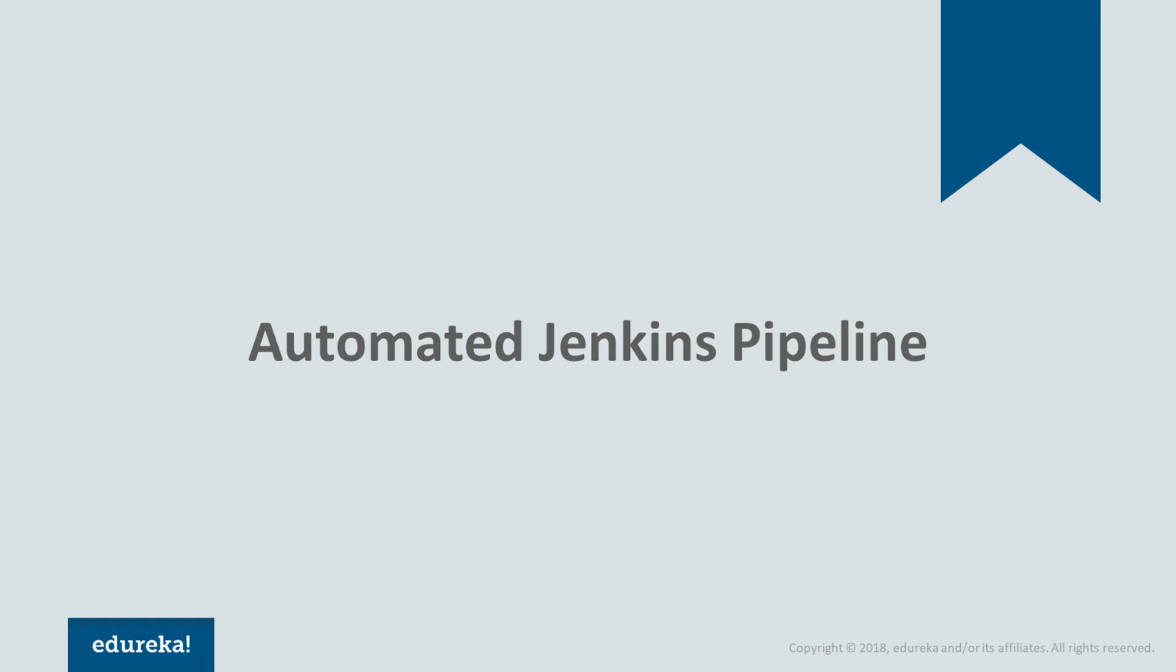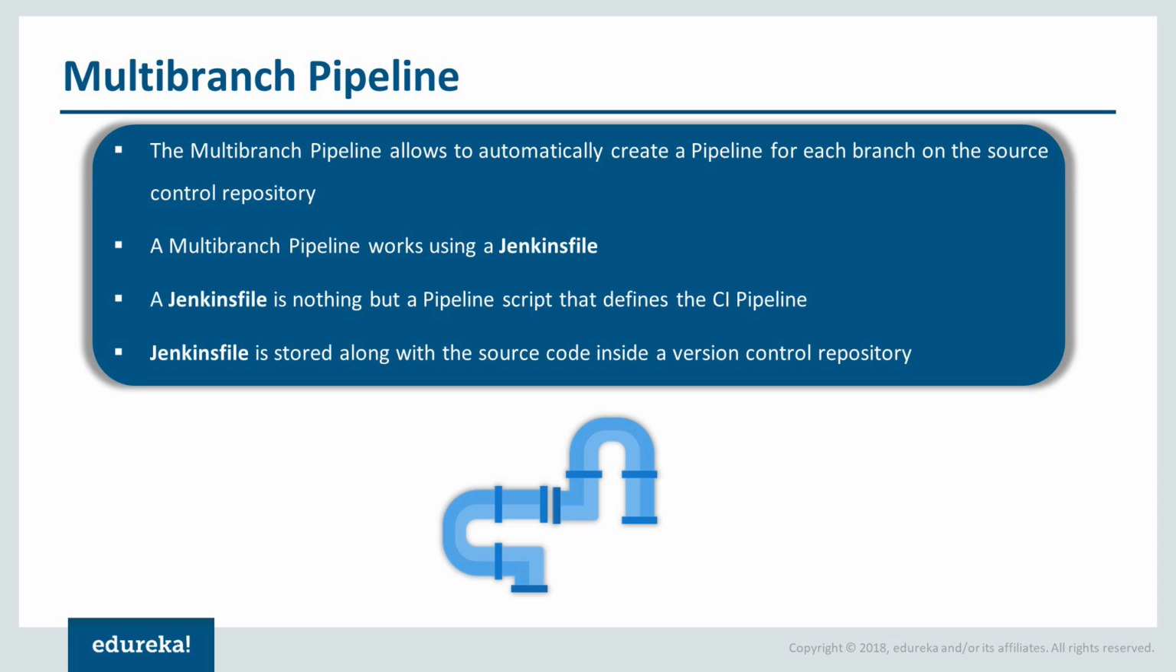Jenkins also provides you an option of multi-branch pipeline. So multi-branch pipeline basically allows you to automatically create a pipeline for each branch on the source control repository. So let's say you have 5 different branches for your source code. So each one can have a different branch. And at the end, depending on which one has been committed or which one has been saved last, that particular branch will be deployed.